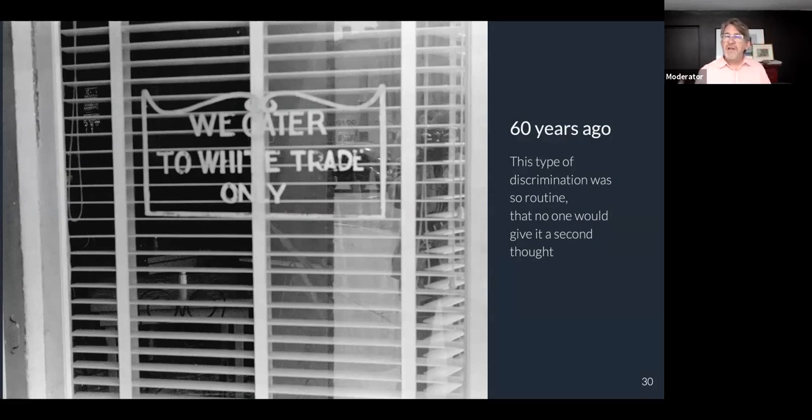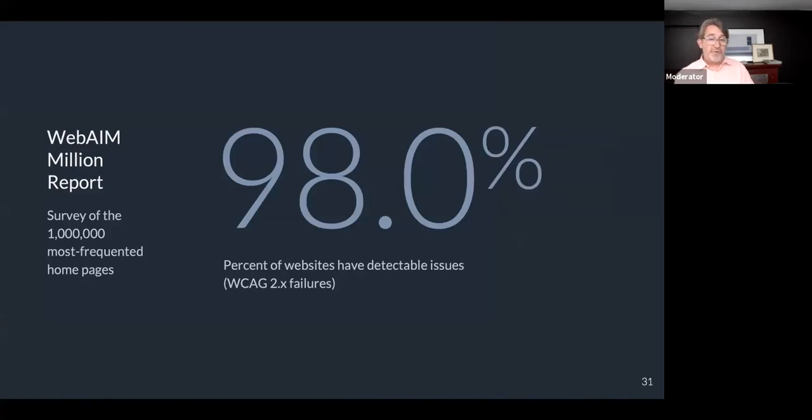And in certain parts of the country, this was so common that nobody would think twice about it. The issue that we have now is that digital accessibility issues are so commonplace that nobody thinks twice about it and nobody gives it a second thought. There was a study performed by WebAIM in Utah, and they looked at the 1 million most frequented homepages, and they found that 98% of websites have detectable issues that would affect the accessibility of that page. And as pages grow larger and more complex, the prevalence of those issues is getting higher.